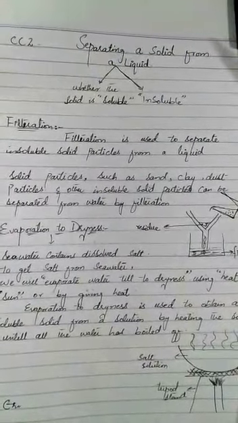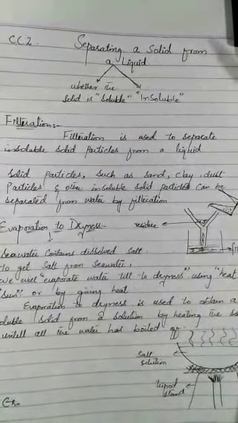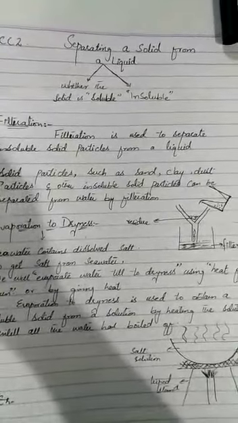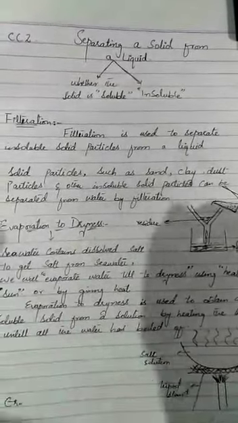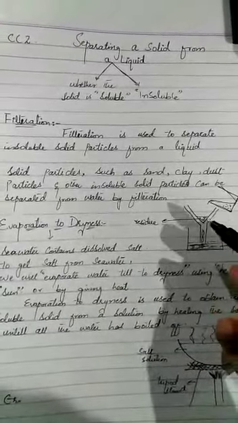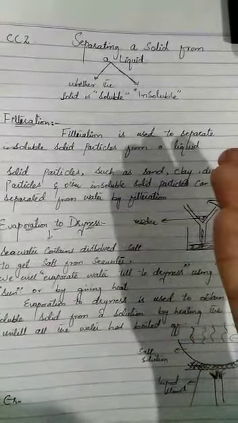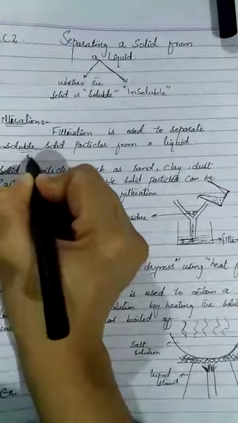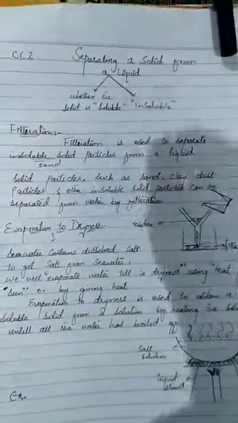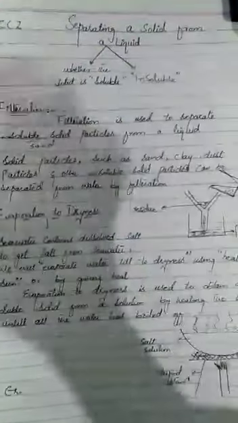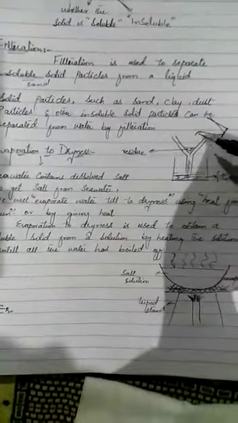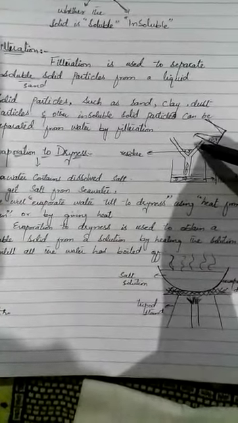Filtration is used to separate the insoluble solid particles from a liquid. As I gave you the example on the intro day, let's suppose the solid we take is insoluble. The example could be sand, clay, and many other particles. So that can be separated through this filtration process.